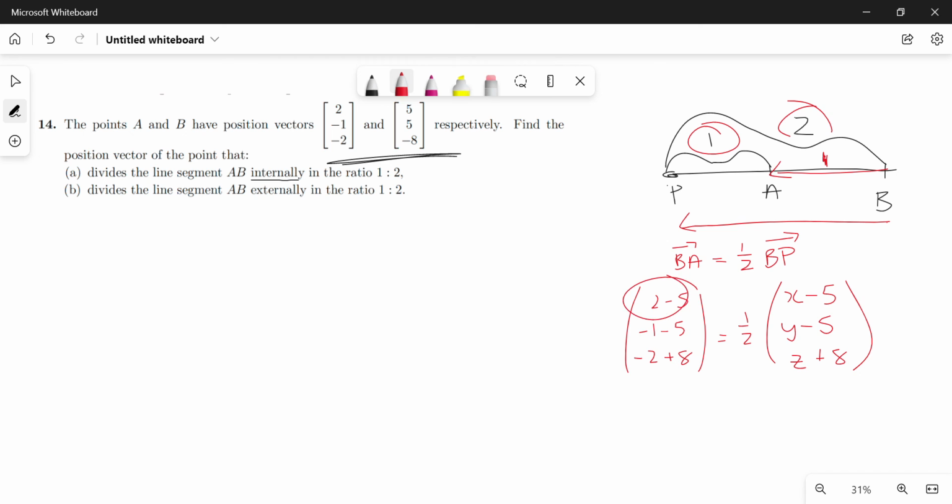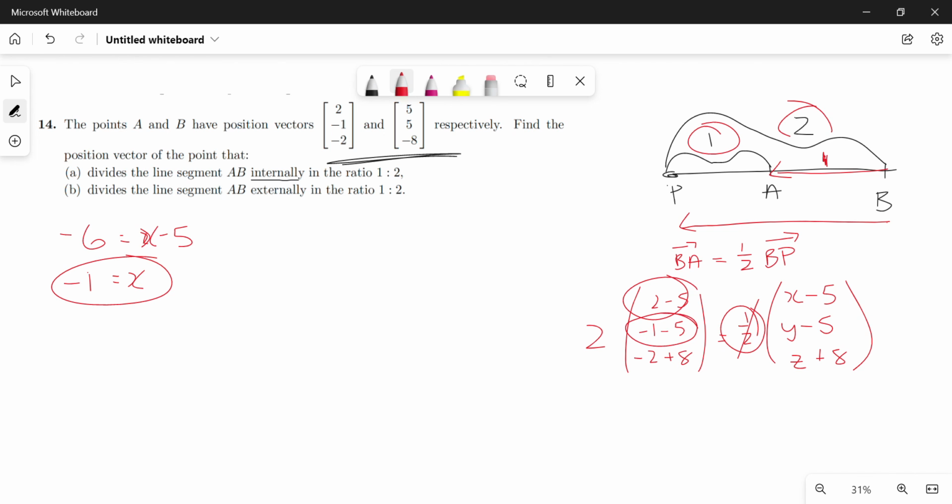So taking the X's first, 2 minus 5 is minus 3, and I'm actually going to double everything instead. So minus 3, double it, gives me minus 6. I hope you're okay with that. That's X minus 5. That's an equals. So if I add 5 to both sides, I get X is equal to negative 1.